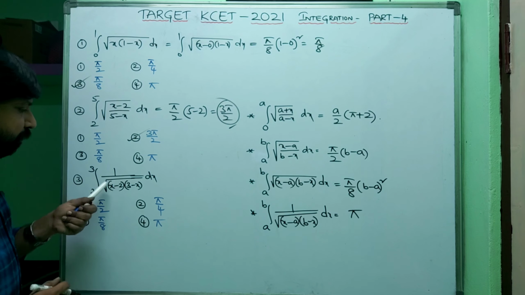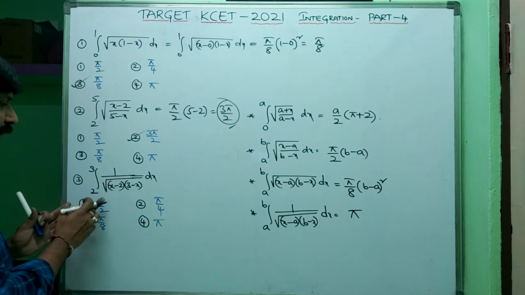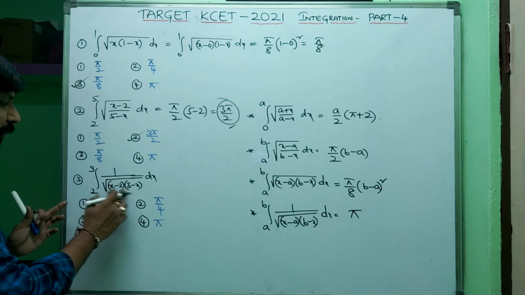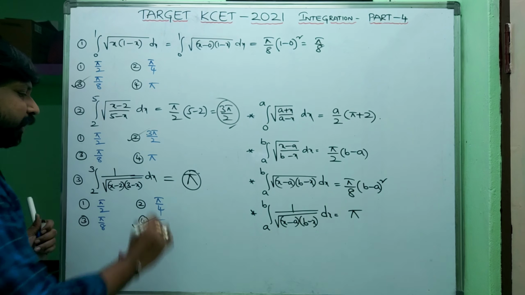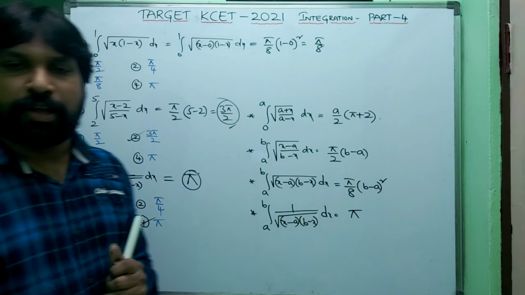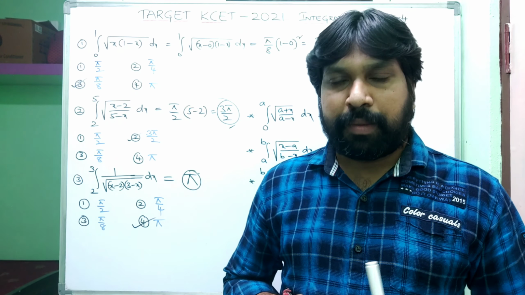The integral from 2 to 3 of 1 by root of (x minus 2) into (3 minus x) dx means, if you see, it is 1 by root of (x minus lower limit) into (upper limit minus x). Without solving anything, directly you can give the answer as pi. Okay, so these are the questions which are very important.